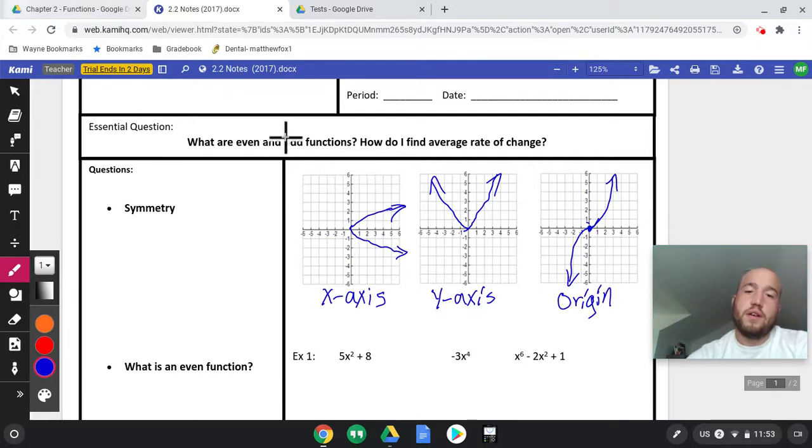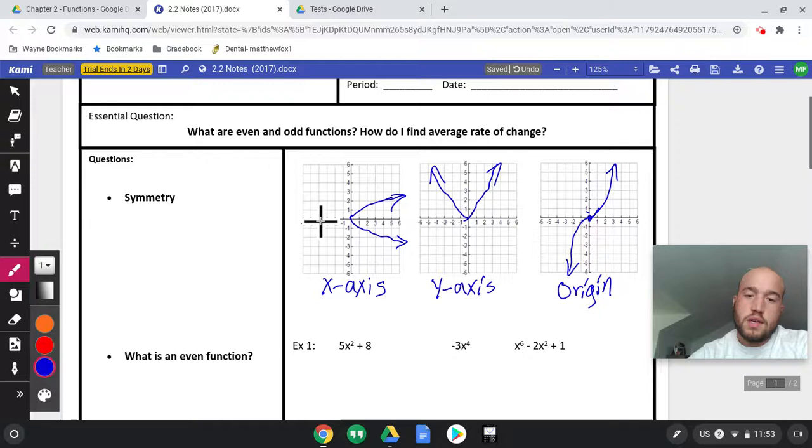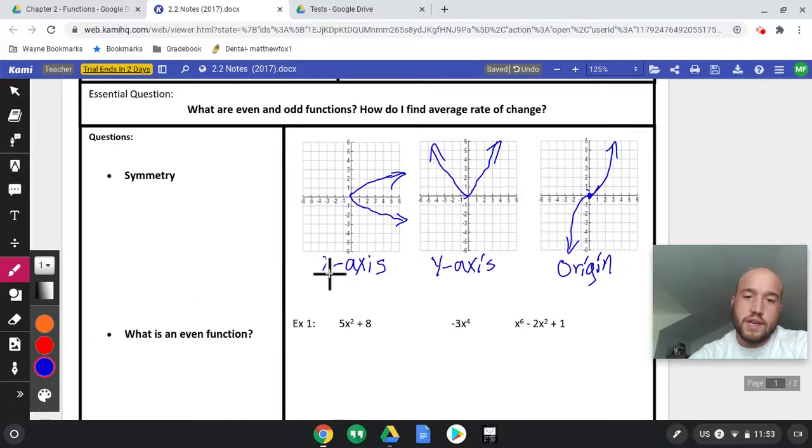All right, now, as we look at these, if it's symmetric over the x-axis, then it is not going to be a function. And the reason why is because each x, or input, does not have a unique output. So let me show you in just a second. So it's not a function.